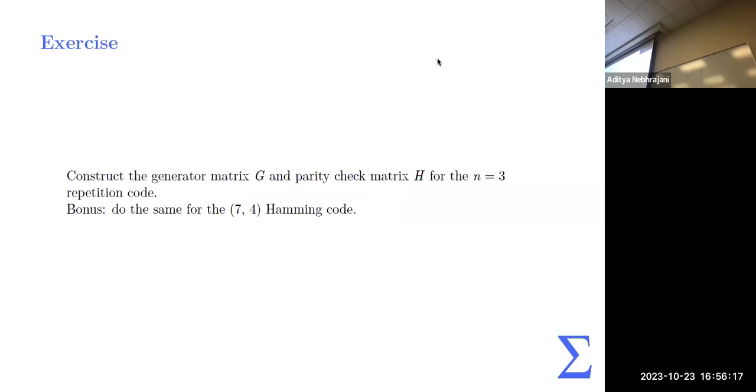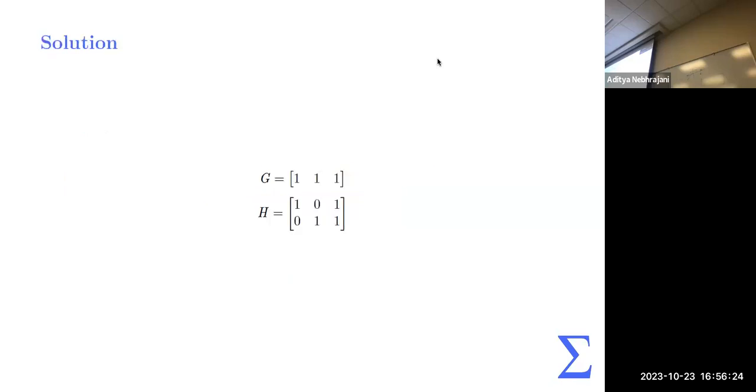This is something you can do later: generate these matrices for the repetition code, because that's a good exercise. Okay. It ends up looking like this. It should be pretty obvious why this looks like this. This you can verify for yourself.